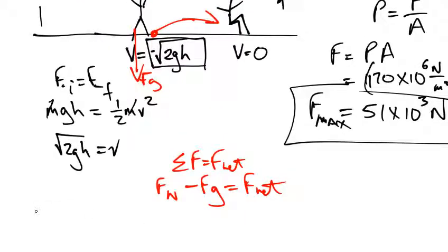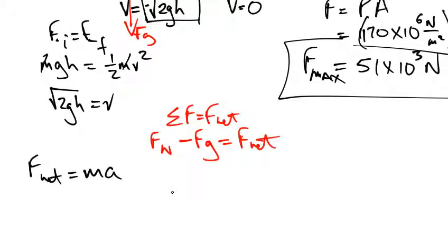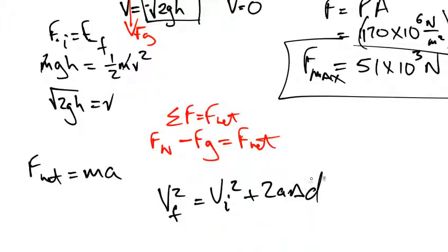And we all know that, let's change colors here again, we all know that F net equals ma. And we also know that we have a kinematics equation: v final squared is equal to v initial squared plus 2a delta d. Now the reason why I have this equation is because I need to be able to find the a.